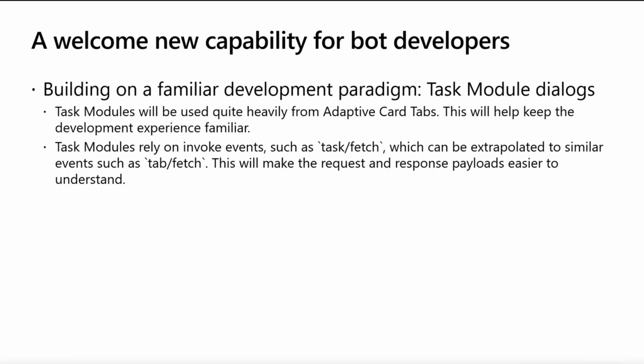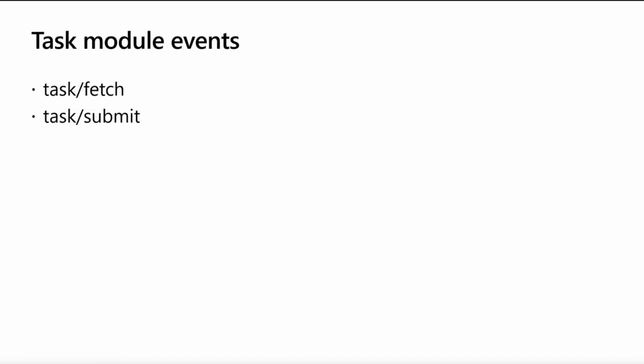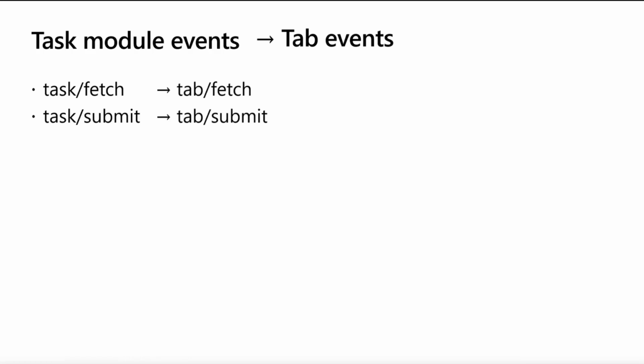And then secondly, task modules rely on something called invoke events. An example invoke event is task fetch. So you can extrapolate task fetch to other events like tab fetch. The hope here is that this will make the back and forth or the request and response payloads much easier to understand. So let's take a look at some of those invoke events. So here are some common task module invoke events: task fetch and task submit. If you were to build adaptive card-based tabs, you will be using events called tab fetch and tab submit instead.